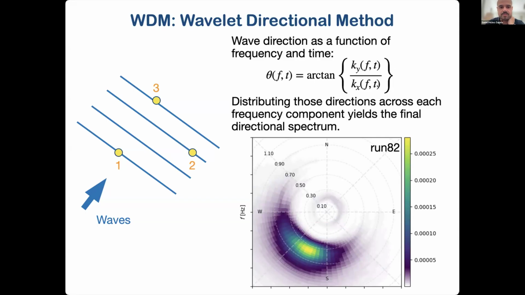Basically, taking the direction of the wave number vector, and counting, distributing those directions across each frequency component, we can have something like this, which is the final directional spectrum. This is just an example from one of the papers of Mark Donnellan in 1996.